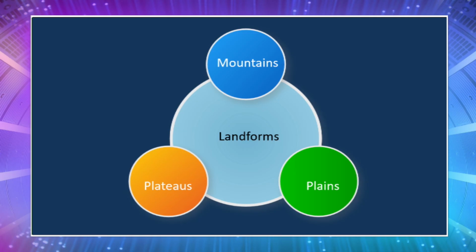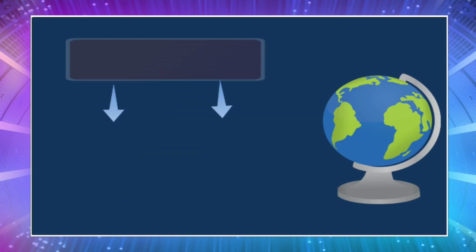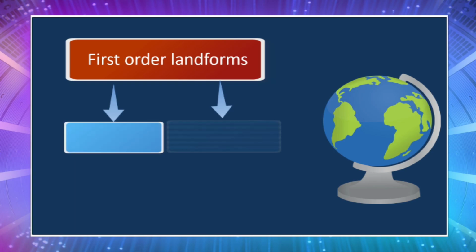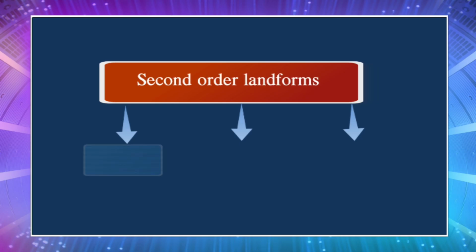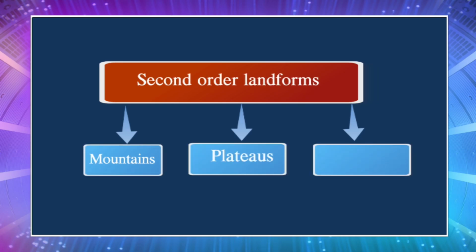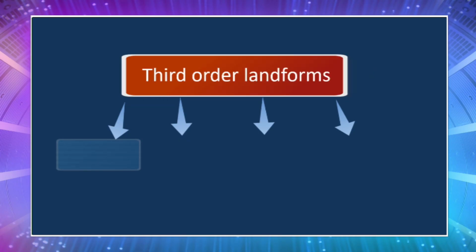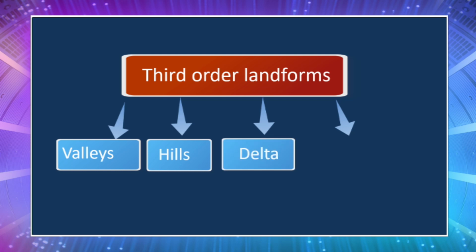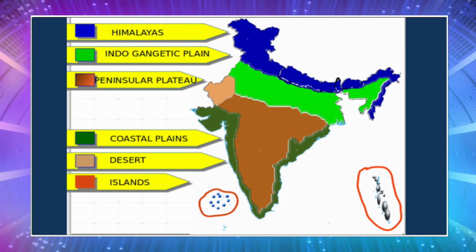Let us observe the flow chart of first order landforms. Now, let us observe the flow chart of second order landforms. Mountains, plateaus and plains. These are the third order landforms: valleys, hills, deltas and sand dunes.